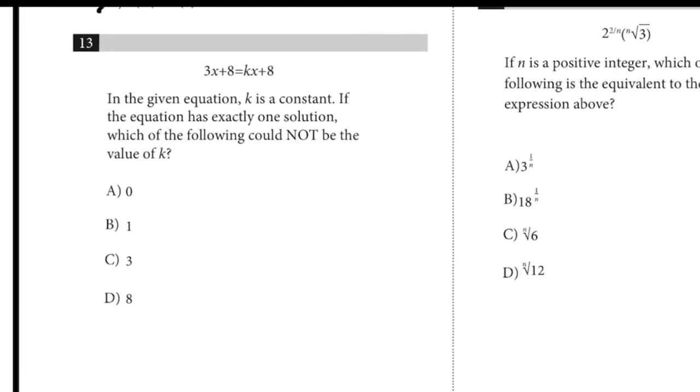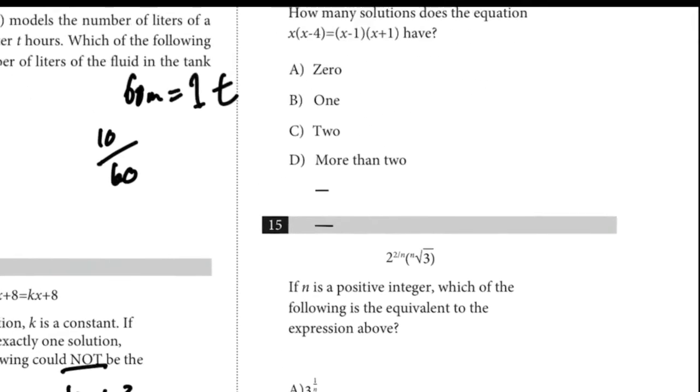For question 13, in the given equation, k is a constant. If the equation has exactly one solution, which of the following could not be the value of k? So this is kind of easy. If each side of the equation is exactly the same, that means they have an infinite amount of solutions. So if we have 3x plus 8 equals kx plus 8, that means k cannot equal 3. That means there's thousands of solutions it could be. So the answer is C, because it's what could not be the value of k.